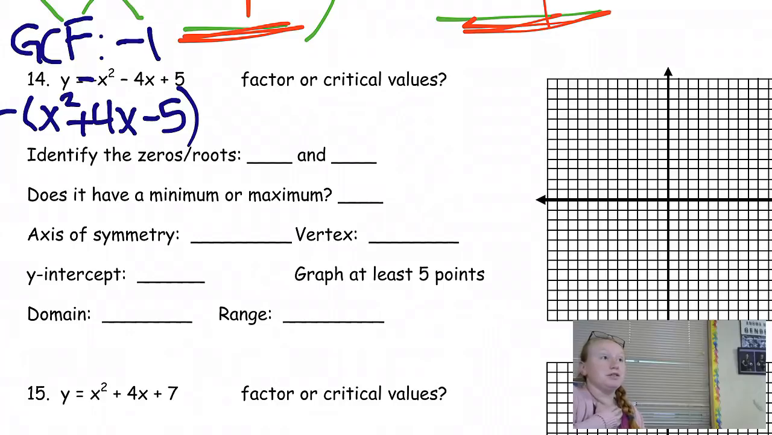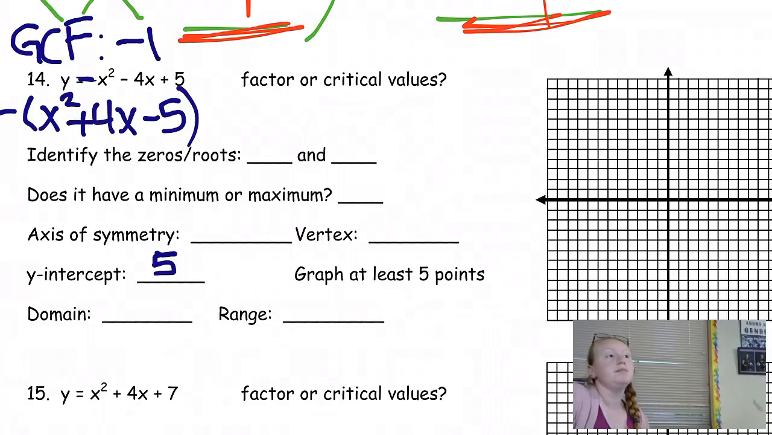Something that's important to understand here is that standard form happened at the beginning, before I factored anything out. A greatest common factor means factored. So if I'm looking here to find my standard form, it's negative x squared minus 4x plus 5. From standard form, my easy point to find is my y-intercept, which is the very last number, which is 5.